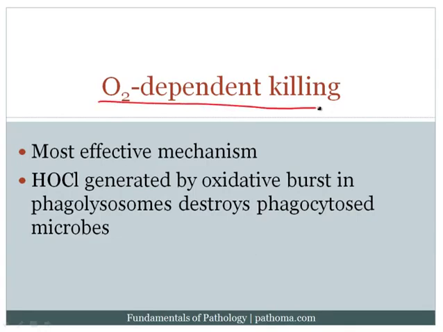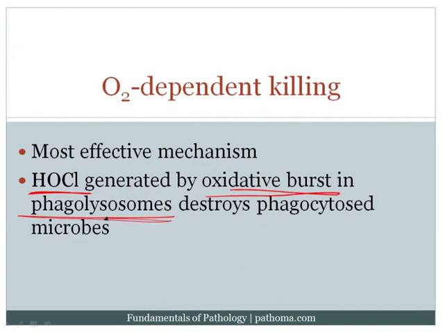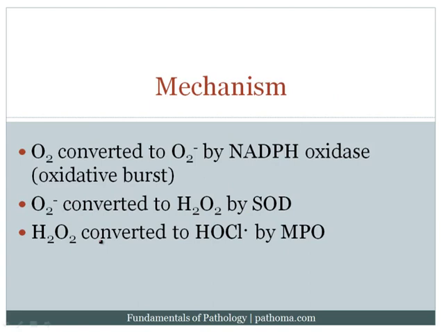So in O2-dependent killing, which is the most effective mechanism, what's going to happen? HOCl, i.e. bleach, is going to be generated by the oxidative burst in the phagolysosome, and it's this HOCl that's going to play the key role in destroying the phagocytosed microbe. All right, next slide.